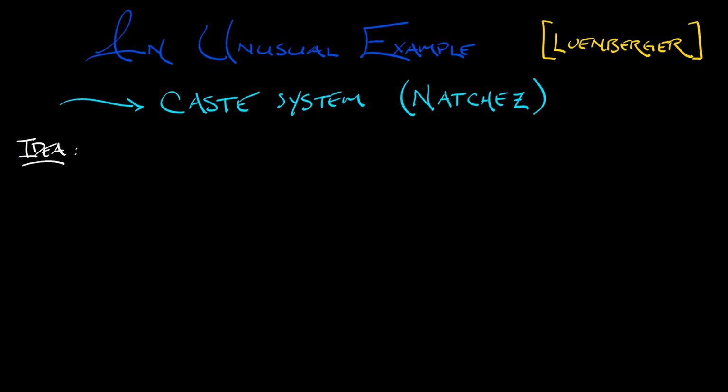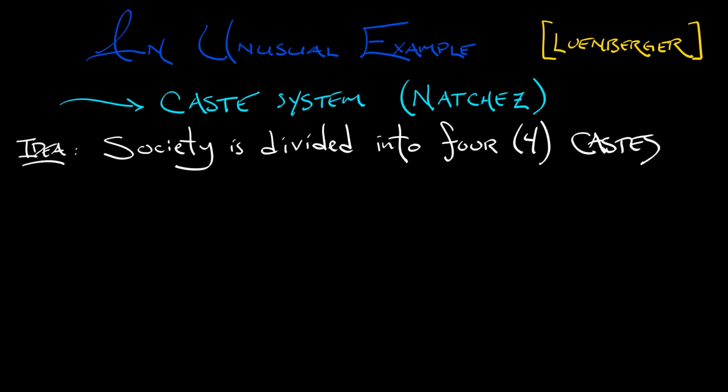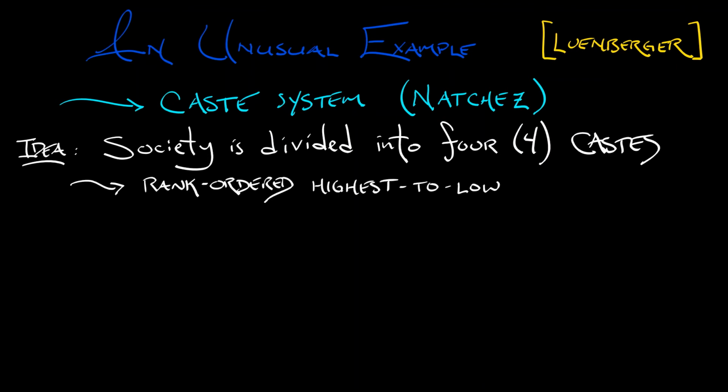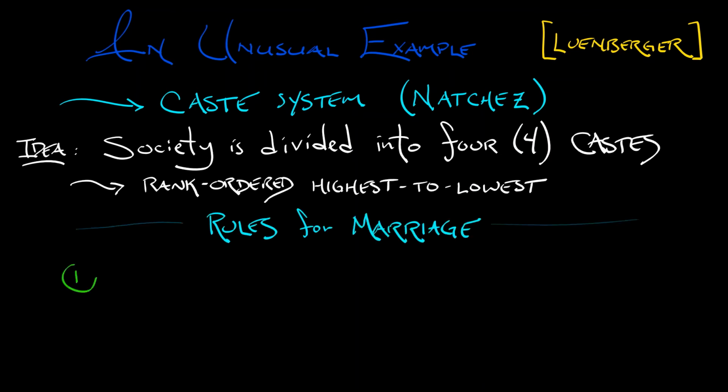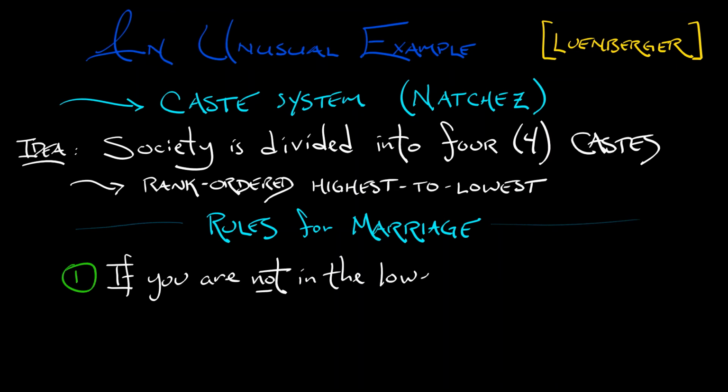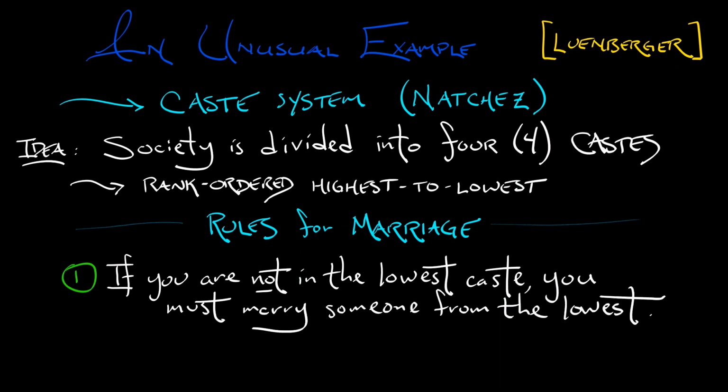Society was divided into 4 castes. These were rank ordered. There was a highest, next highest, and then the lowest caste. And there were a number of rules for marriage and reproduction based on this system. Here are the rules. 1. If you are not in the lowest caste, then you must marry someone from that lowest caste.